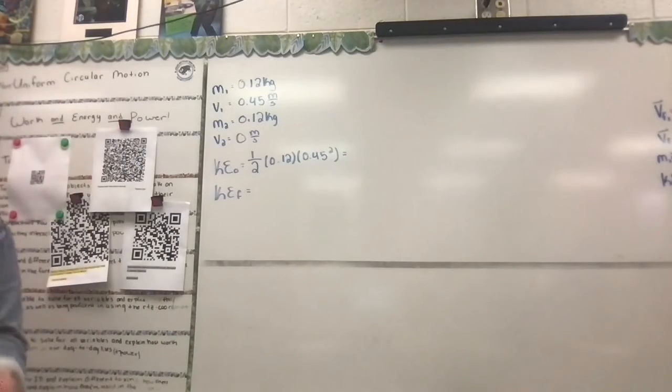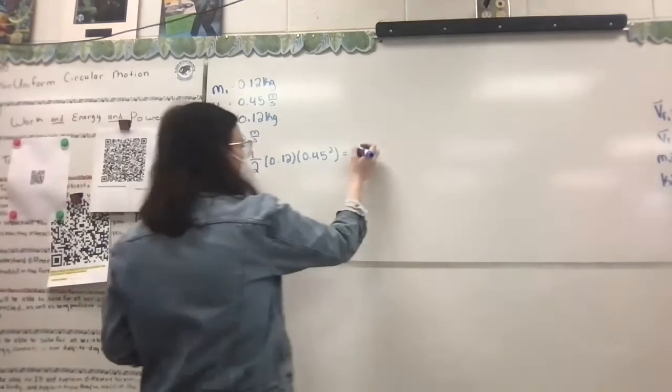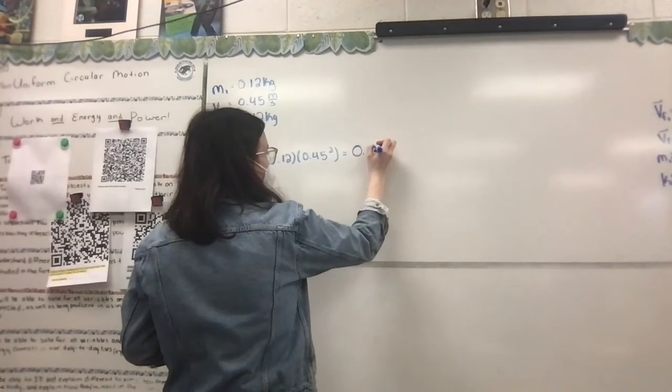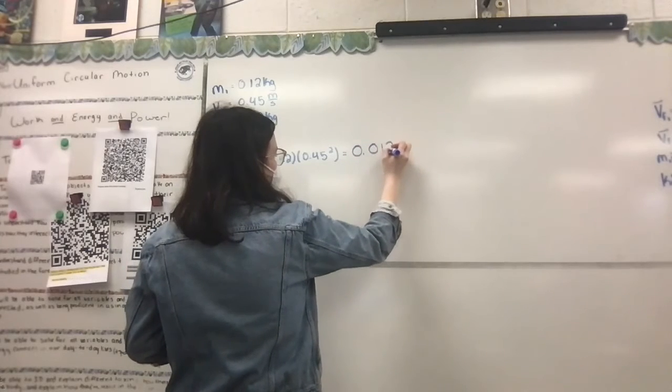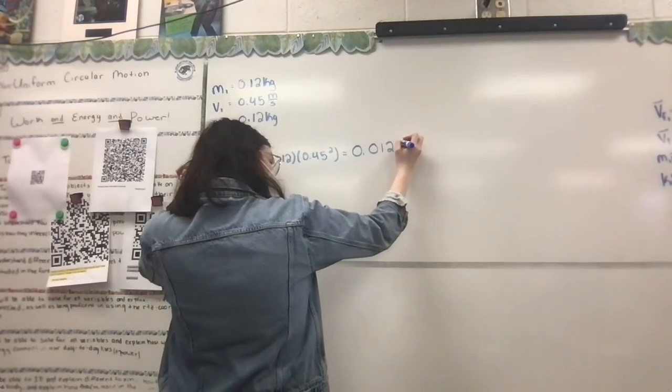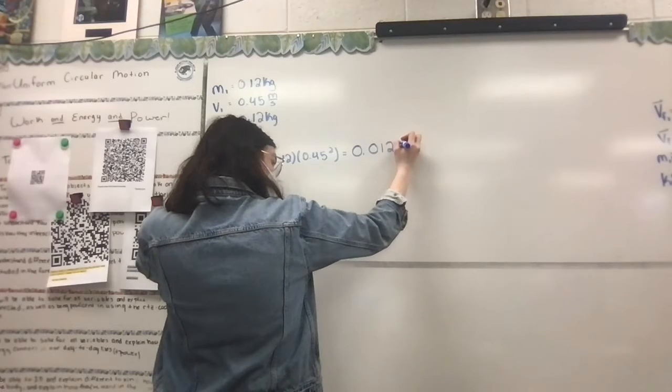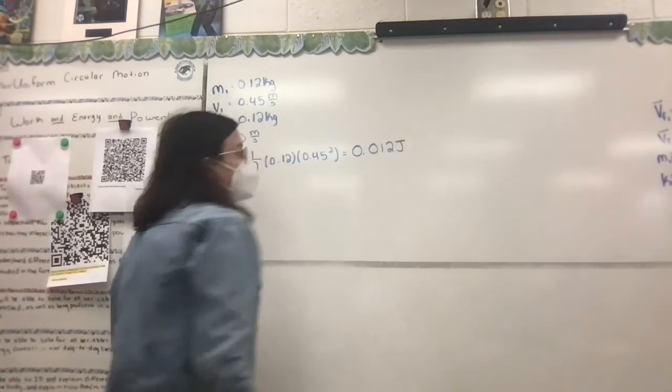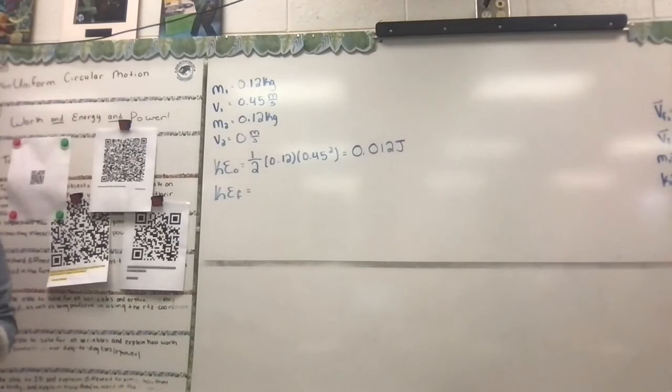So what is our initial kinetic energy? It's going to be 0.012... 0.01215. So we just put 1, 2. What are the units? Joules. Do you guys all agree with that? Yes. Okay. Now, what do we have to find before we can find our final kinetic energy?